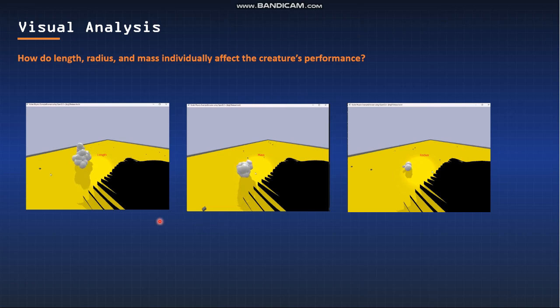So when we compare the 3 traits visually, the creature with longer limbs moves the most, but looks wobbly and unstable. The one with larger mass looks bulky and moves moderately. The creature with a larger radius looks small and barely moves.